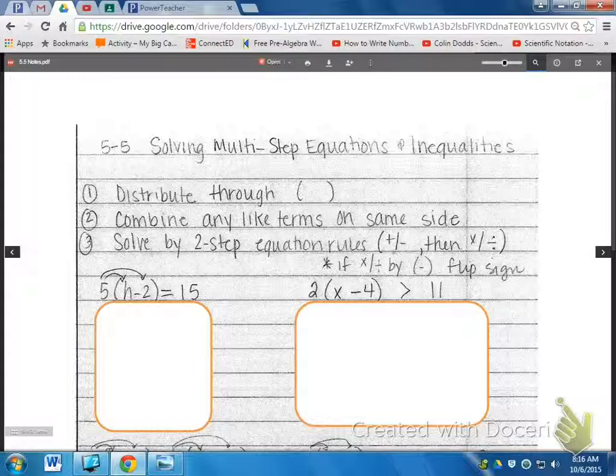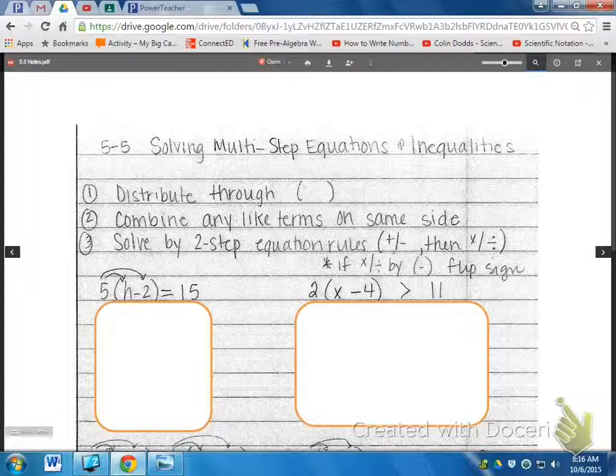The first thing that you always do is distributive property. Sometimes there'll be only one on one side. Sometimes there'll be one on both sides, and if you get a really long problem, you might have a couple on one side or the other. But make sure you do all of the distributives first.